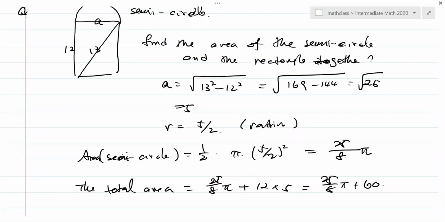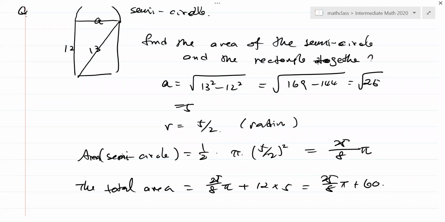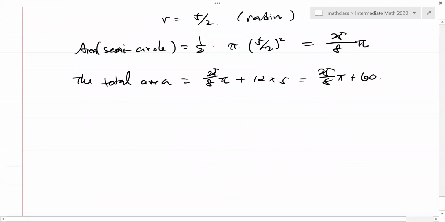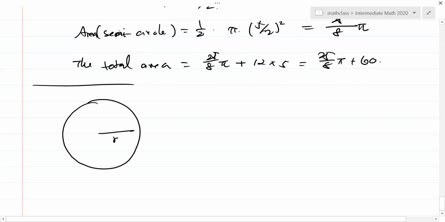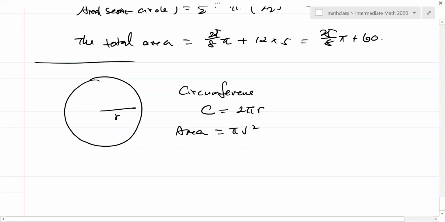Find the radius of the semicircle. Now, what is the important property of circles we want to know? Given a circle, what do you remember is the radius, the relation between the radius and the area and the circumference. The circumference C is going to be 2 pi r, right? Area is going to be pi r squared. Everybody knows that.